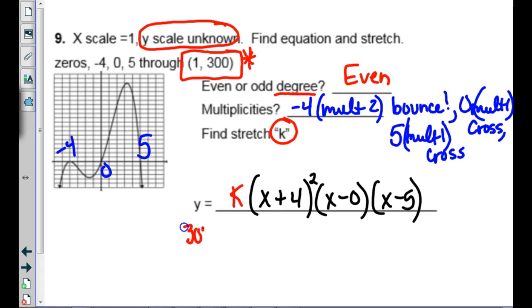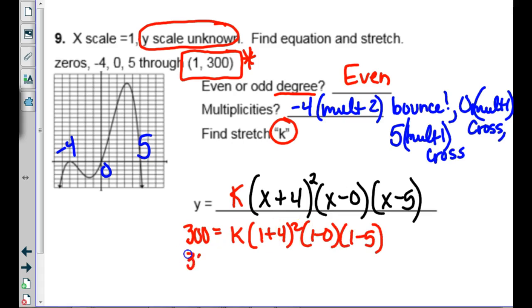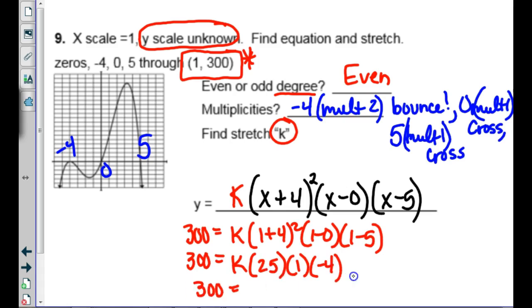So we're going to have 300 equals k times (1 plus 4) squared times (1 minus 0) times (1 minus 5), which will be 300 equals k times 25 times 1 times negative 4, or 300 equals, all of this is negative 100, isn't it? Did anybody get k equals negative 3? Maybe?